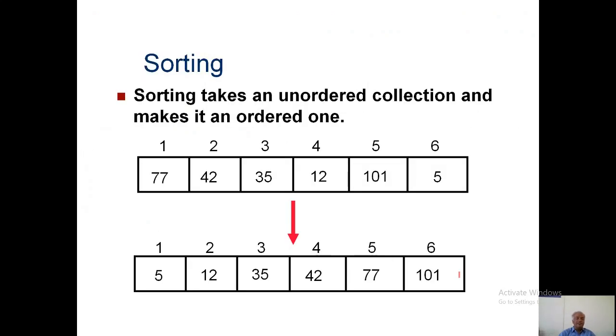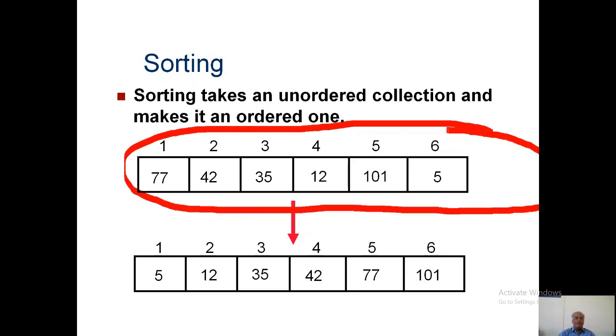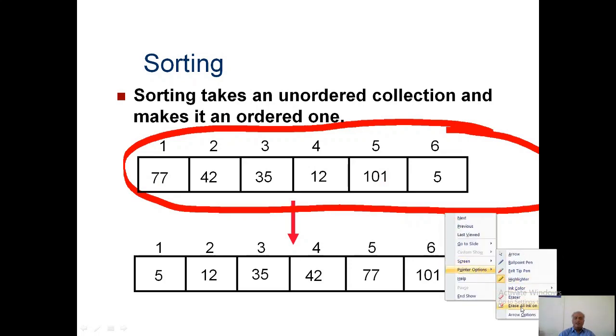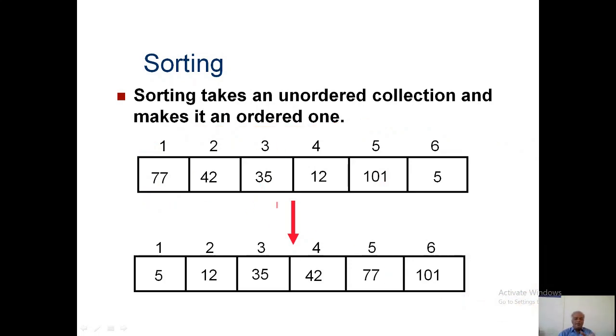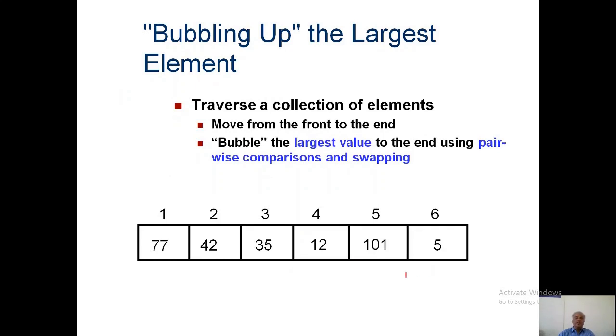Let us look at this example. Here I have taken the values 77, 42, 35, 12, 101, 5. All the elements are in different order, not in ascending order. After completion of bubble sort, you need to get them in ascending order. So how can we exchange the values to go from an unordered collection to an ordered one? Let us look at this.